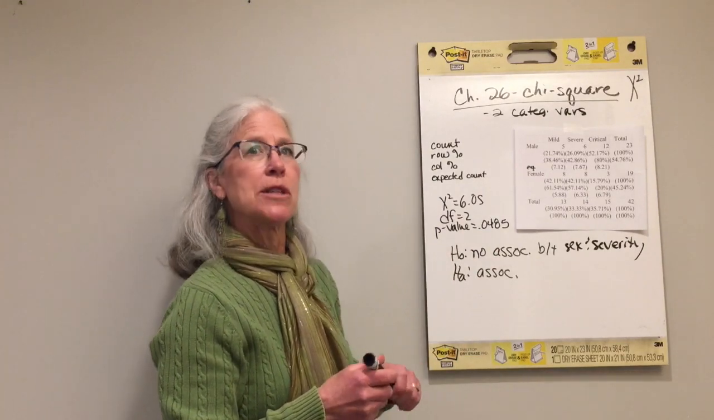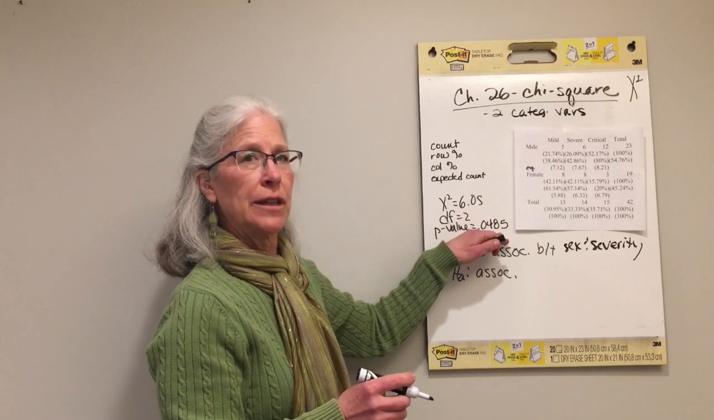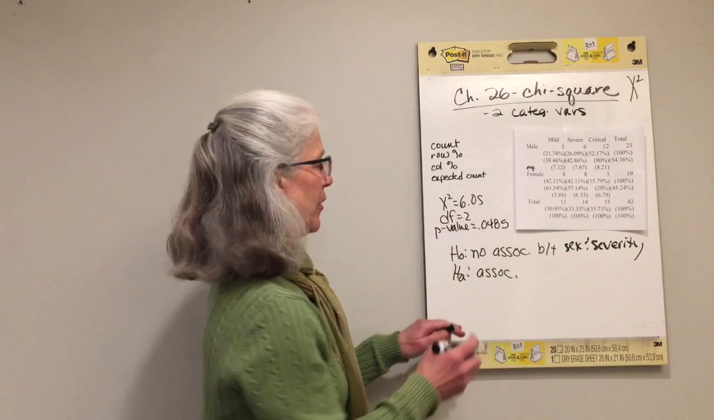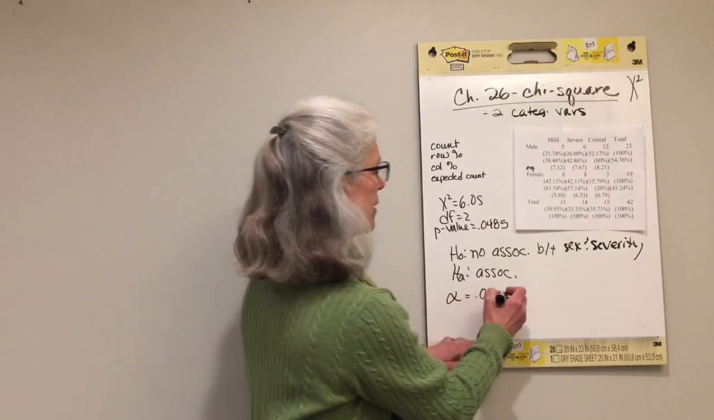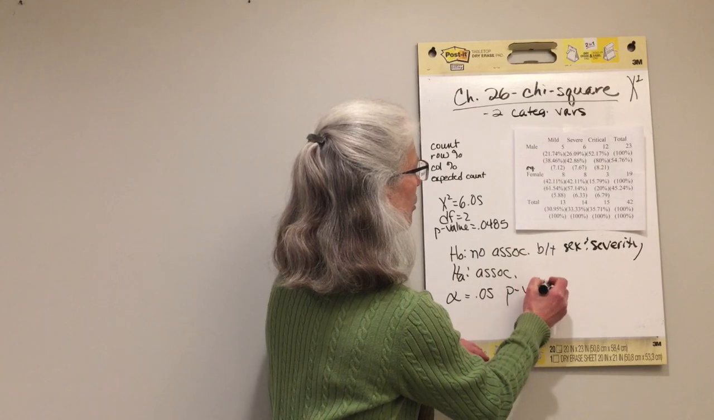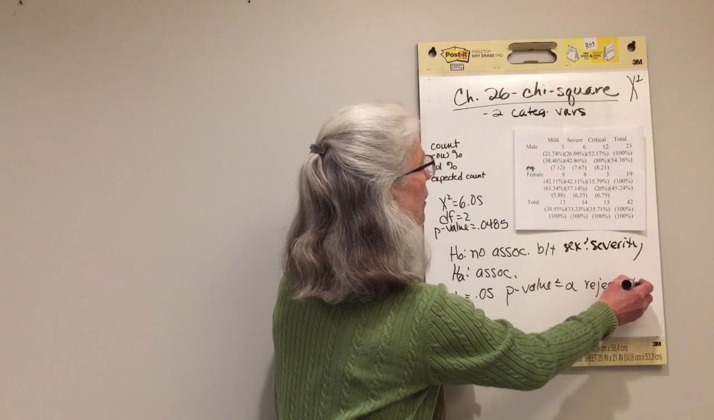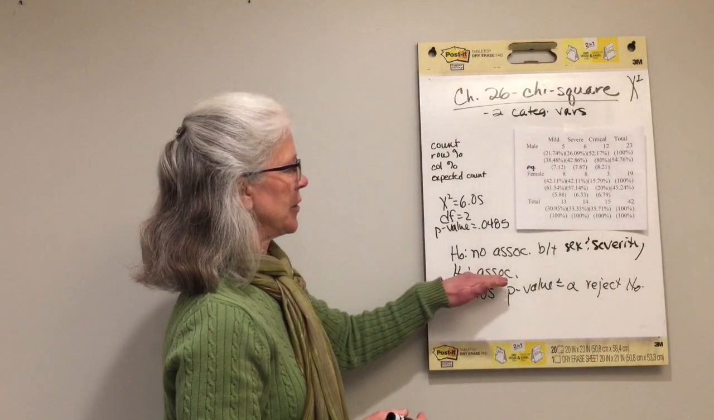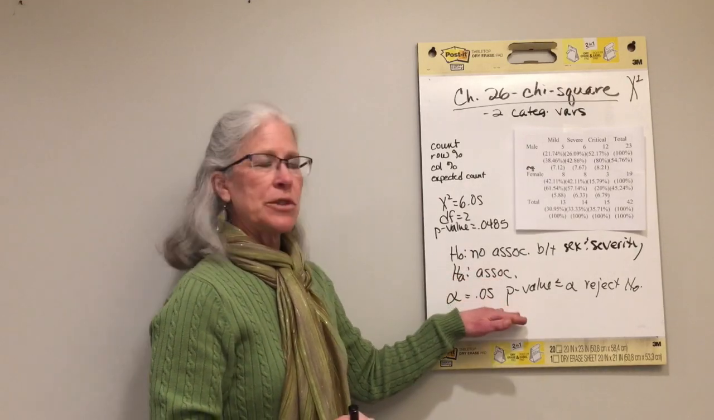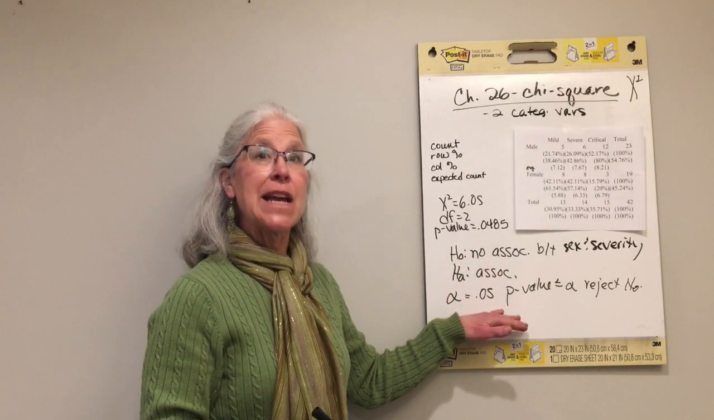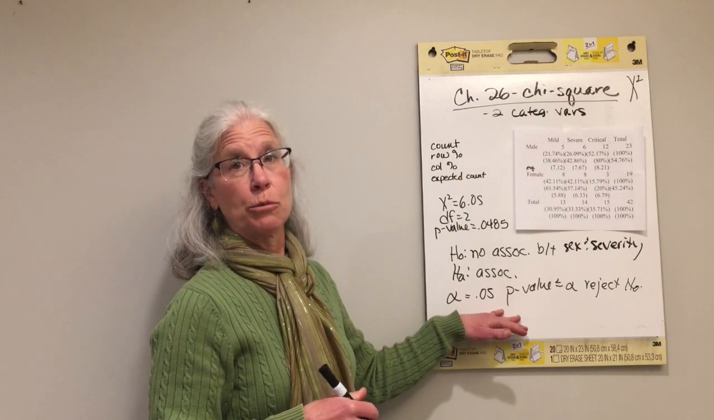So now, of course, our conclusions depend on our alpha. If we picked alpha of 0.01, this would be greater than alpha, and we would not reject the null hypothesis. But if we pick our usual alpha of 0.05, our usual level of significance, then our p-value is less than or equal to alpha, we reject the null hypothesis, and we conclude that yes, there is a statistically significant association. Now, the chi-square test itself does not tell us the nature of that relationship, so if we want to know the nature of the relationship, we have to go back to those conditional percents.